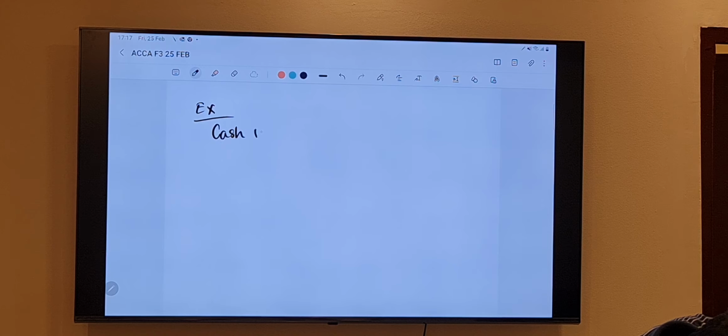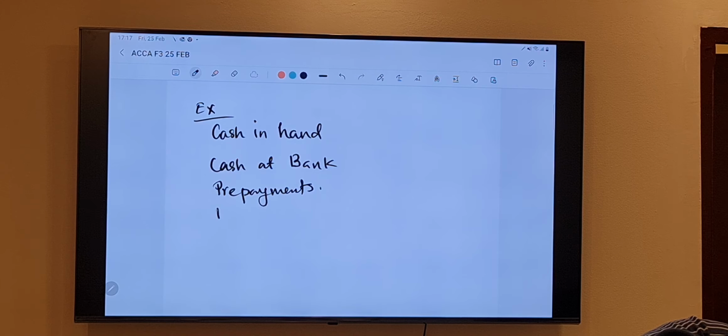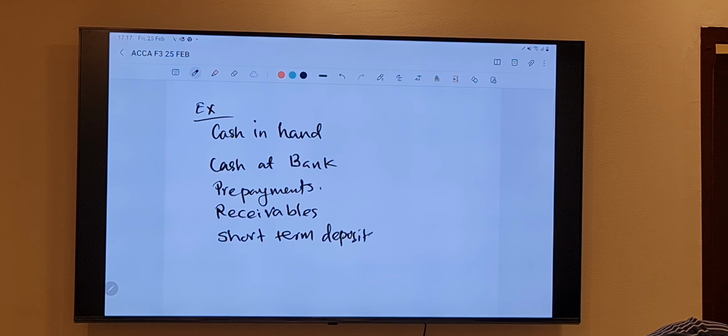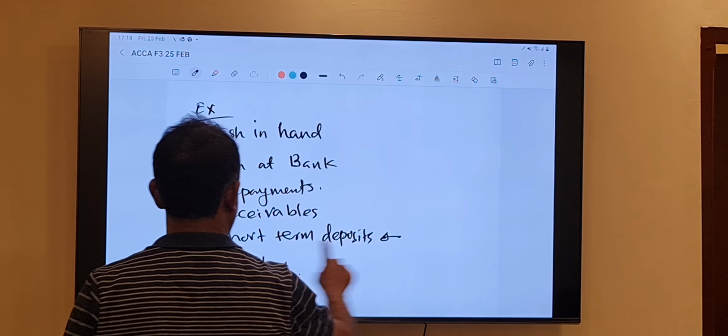Cash in hand, cash at bank, prepayments, receivables, short-term deposit, inventory. Now this one is a little bit special.